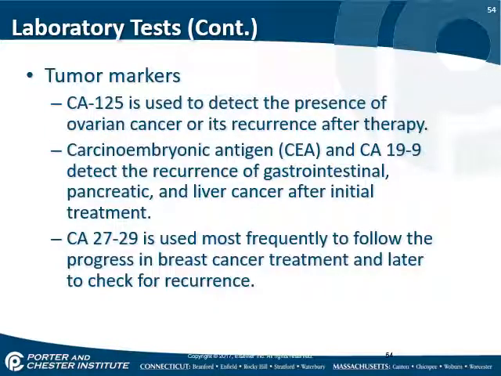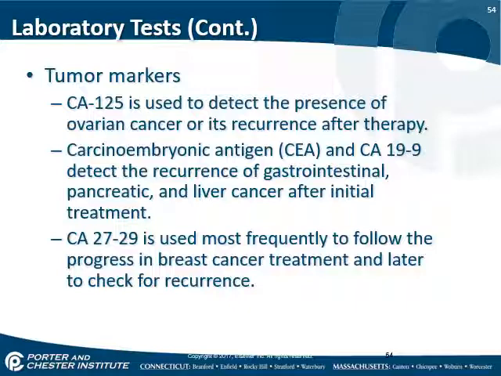Now there's also tumor markers. There's the CA-125, and this can sometimes detect the presence of ovarian cancer or its recurrence after therapy, okay? And all these tumor markers detect biochemical substances that are released into the cell by tumor cells. They are not 100% accurate for diagnosing tumors. They can help to confirm a diagnosis, and they can help to determine a response to therapy and detect recurrence.